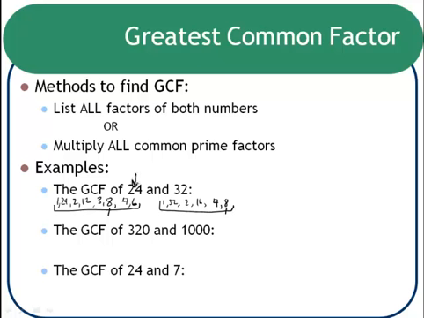So 24, its prime factorization is one that we had found earlier, 2 times 2 times 2 times 3. That equals 24. 32, I know it's a power of 2. It's 2 to the 5th power, and so its prime factorization is pretty simple. It's just 2 times 2 times 2 times 2 times 2, 2 to the 5th. And if we look at these two prime factorizations and circle what they have in common, they both have 3 factors of 2 in common.